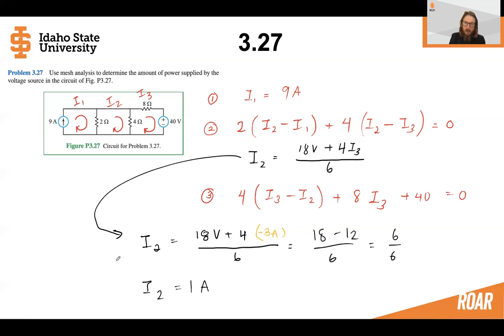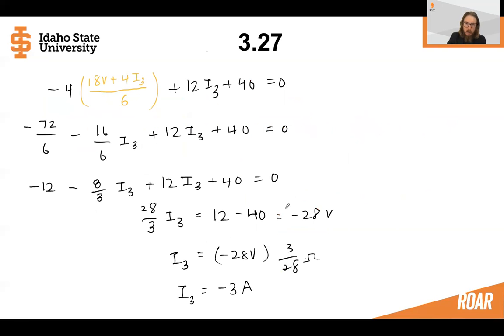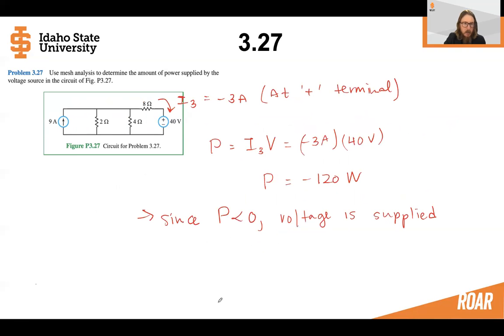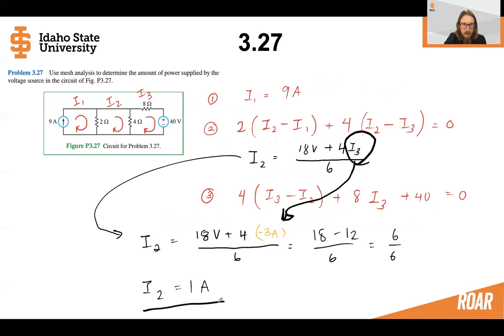Now we can solve for I2 by substituting our I3 back into our expression for I2. We know that I3 is minus 3 amps, so we're just going to substitute in minus 3 amps. And when we solve, we get I2 equal to 1 amp. All right, great. So now we know what the currents are. We didn't really need to solve for I2, but we just did that for fun, just so I could show you how to do the mesh analysis.